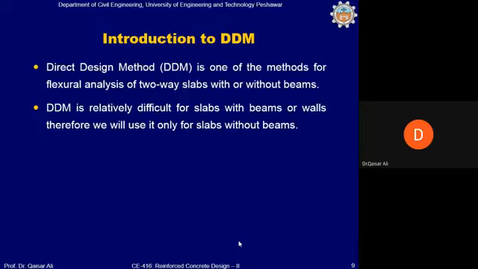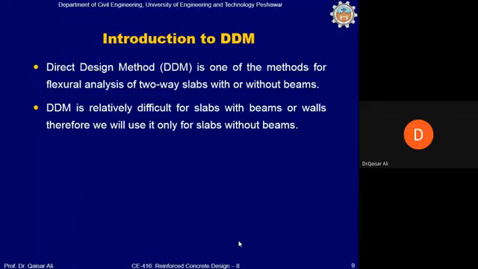Okay, for slabs with beams, the method is very laborious. So for this reason, we have included in our lectures the moment coefficient method for slabs with beams and the direct design method for slabs without beams. The name direct design method shall not be confused with the word design. Direct design method is basically a method of analysis. It's not a method of design.